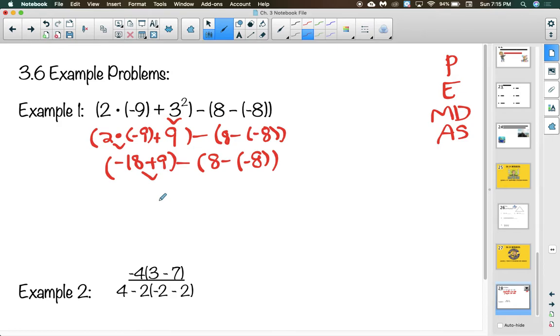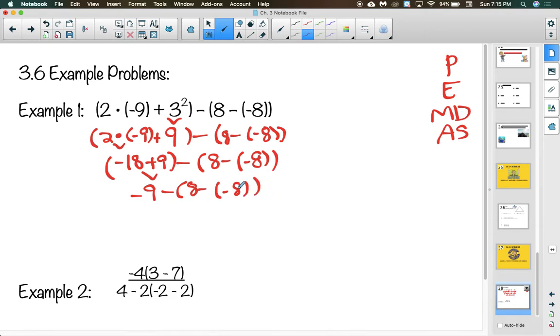Okay, still working at that same set of parentheses. Negative 18 plus 9, more negatives than positives, so it's going to be a negative, and I'm making 0 pairs, so I subtract those 2 numbers and I get a negative 9. I finally can drop that set of parentheses, and now I have a whole new set of parentheses to take care of right here.